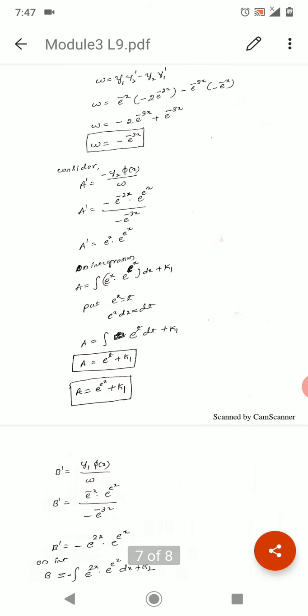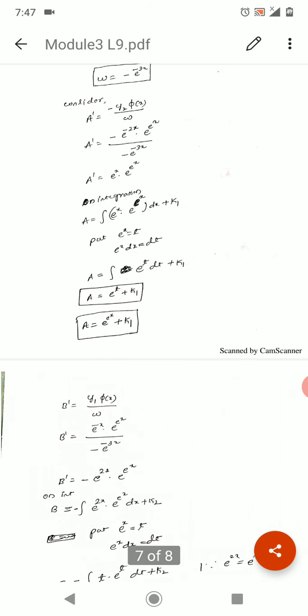Now consider a dash is equal to minus y2 phi of x divided by w. So which is equal to minus into minus, y2 is e power minus 2x and phi of x is e power x, divided by w is minus e power minus 3x. So which will become e power x into e power x. On integration we obtain a is equal to integration of e power x into e power x with respect to x plus k1.